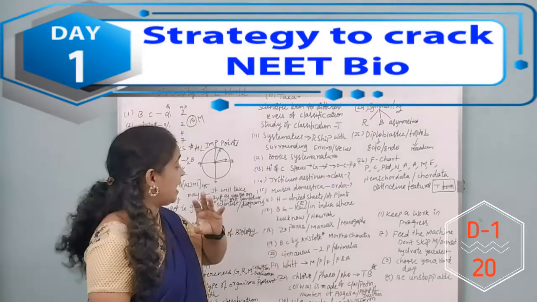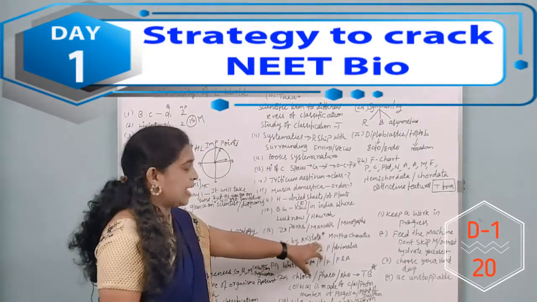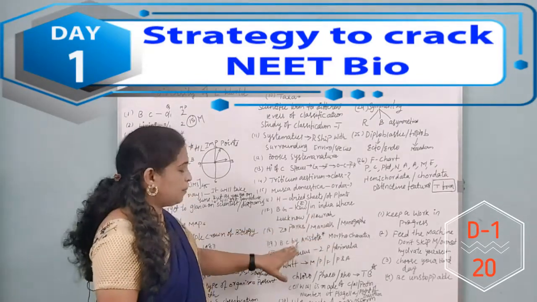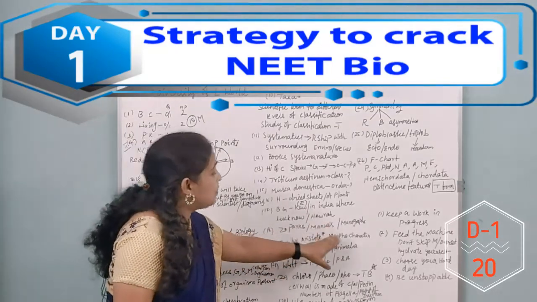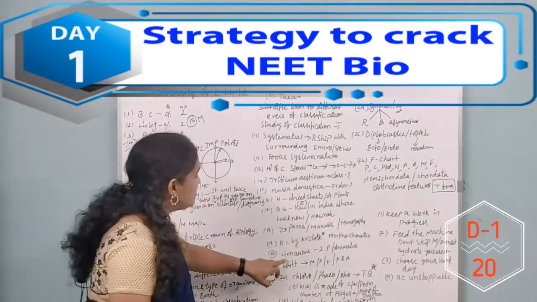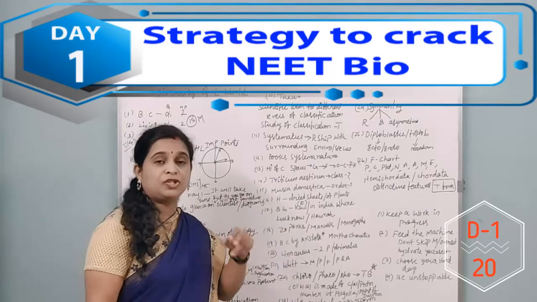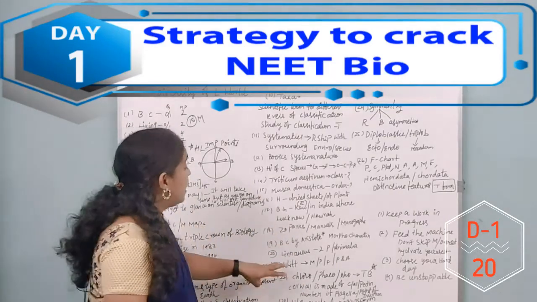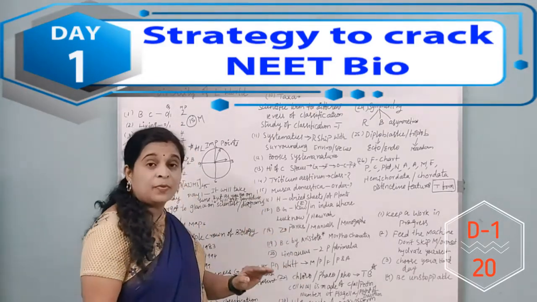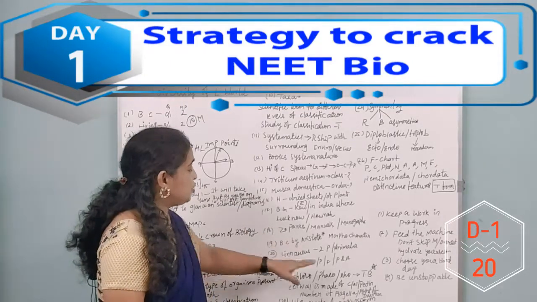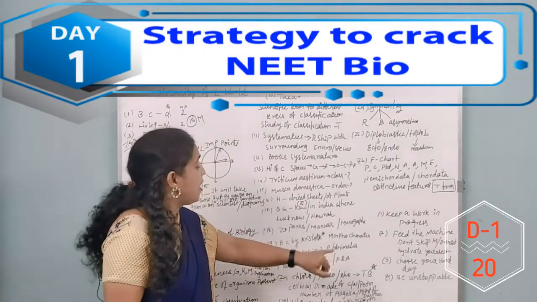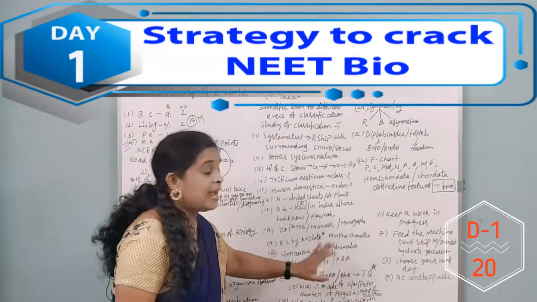And next one is the biological classification. There are certain scientists, right? The first one is Aristotle. He did the biological classification on the basis of morphological characters. Then comes Linnaeus. He did the classification by dividing into Plantae and Animalia. And the third one, Whittaker, divided the organisms into Monera, Protista, Plantae, Animalia and Fungi.